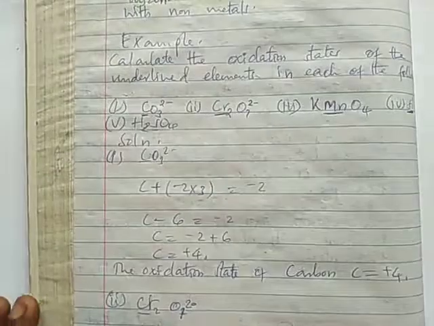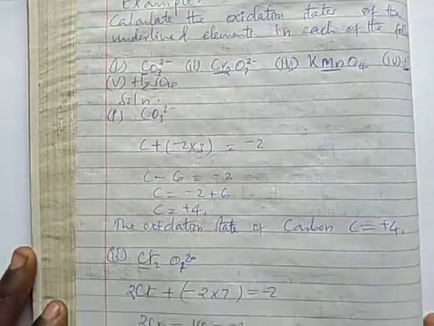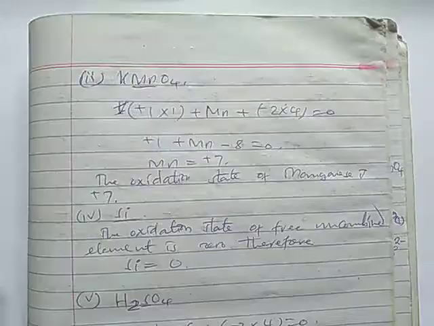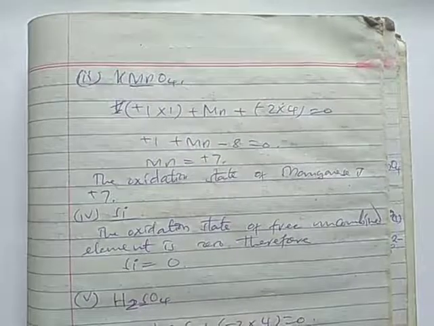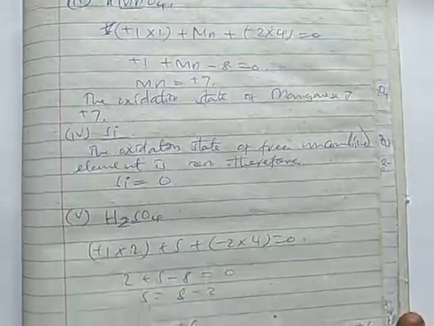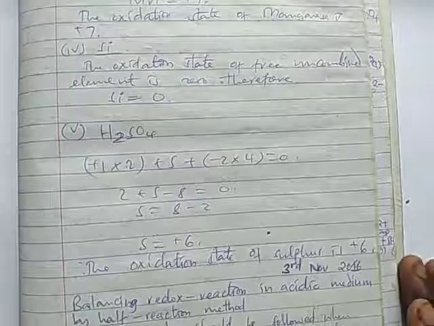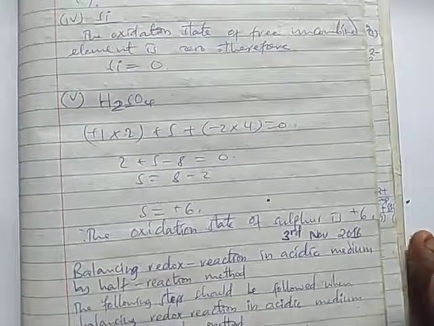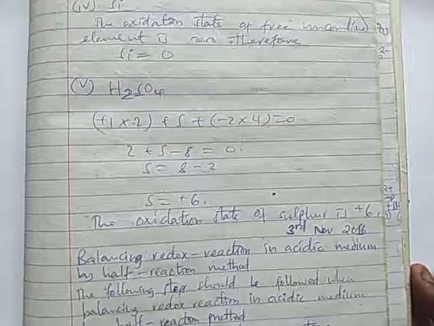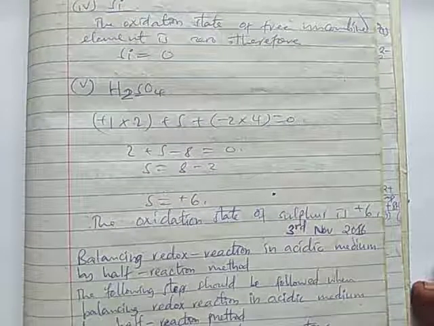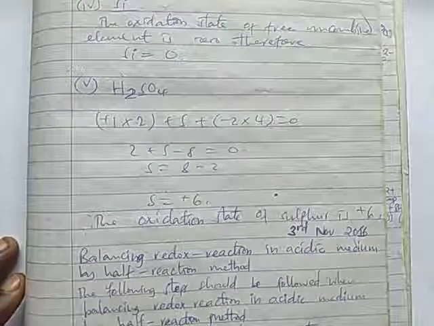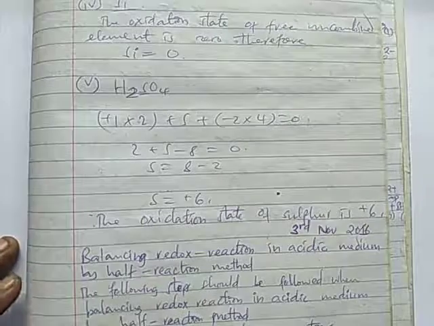Kwa hiyo yeah, you will see the answers in the notes. So in the notes you see the answers of all of these questions. So let us conclude this session here. In the next session we'll start looking at balancing the redox reactions in acidic, and then we'll move to basic medium. Tuna balance vipi redox reactions. Thank you, and let us wish you nice studies.